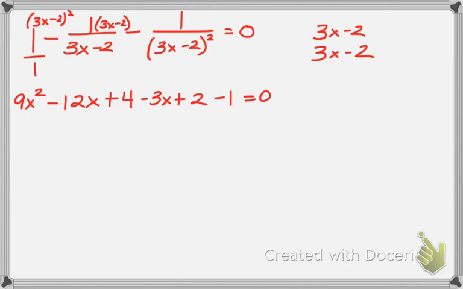All right, combine like terms. 9x squared. How many x's do I have? Minus 15x plus 5. Oh, it was 1. 4 plus 2 is 6 minus 1 is 5. Yeah. Oh, it's because it's a negative 1. Yeah, don't forget that negative 1.